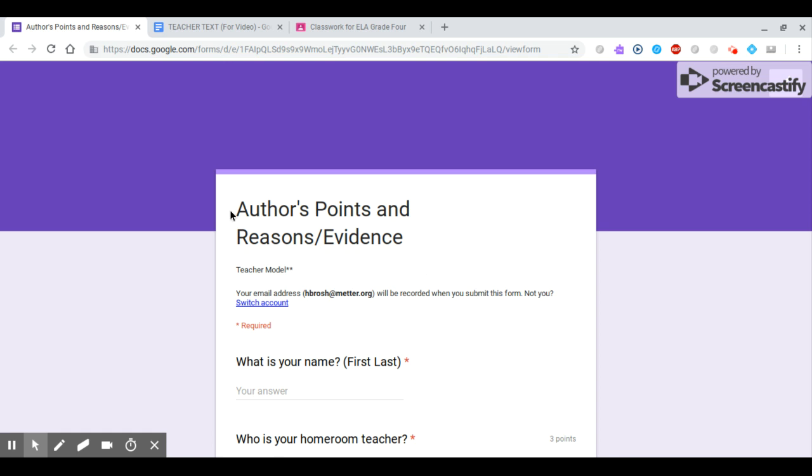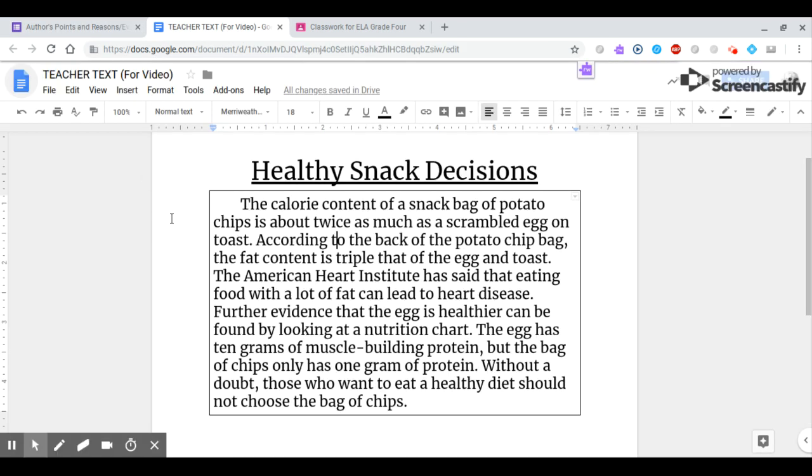Today I'm going to be talking with you about how to answer questions related to authors' points and their reasons and evidence to support their points. So right here you'll see that I have my teacher quiz and my teacher text open. When you do this, you'll have a tab that says student quiz and a tab that says student passage. But for now, I'm just going to use mine so that I don't give you all the answers.